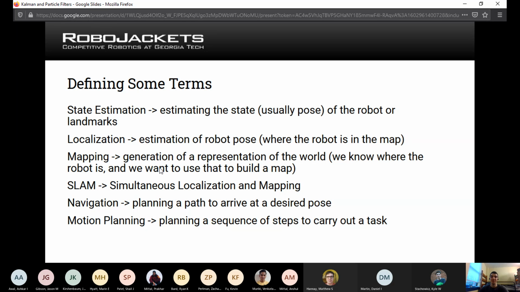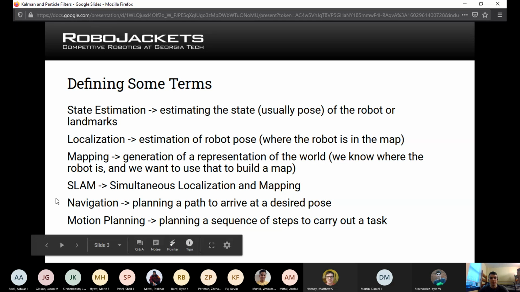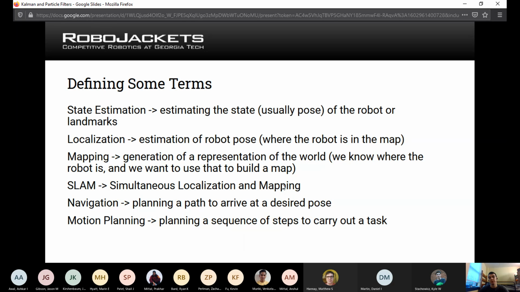Mapping is the opposite of that. So it's generating a representation of the world. We know where the robot is, but we want to use that to build a map. And then SLAM is a combination of the two. It's simultaneous localization and mapping. So you're trying to map the world, but at the same time, you're trying to figure out where you are in that map.